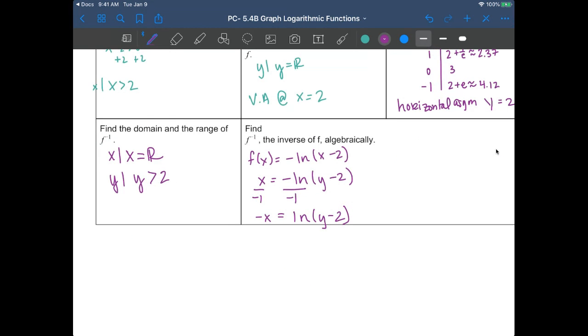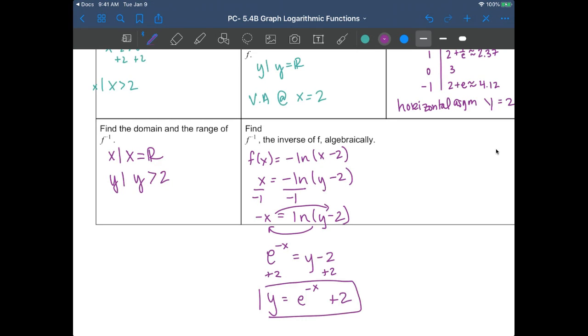All right, so now we need to get into exponential form. So we're going to snail. So the base is e to the negative x is equal to y minus 2. And then we got to get y by itself, so add 2. So y is equal to e to the negative x plus 2. And that is f inverse of x is equal to e to the negative x plus 2. So this is really how we should write it. And that is it.